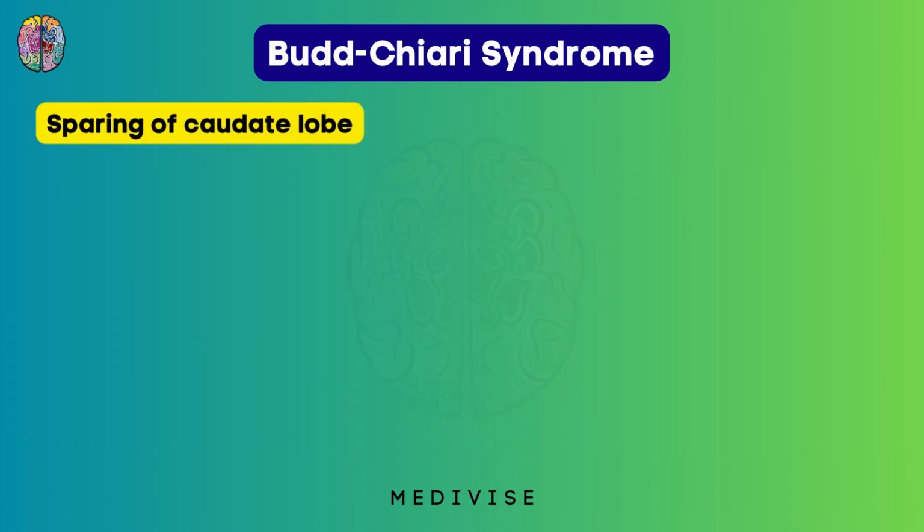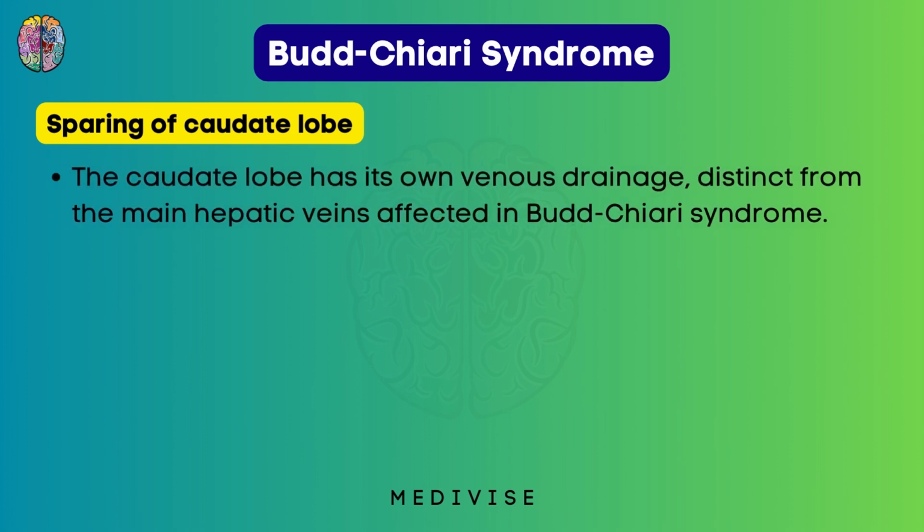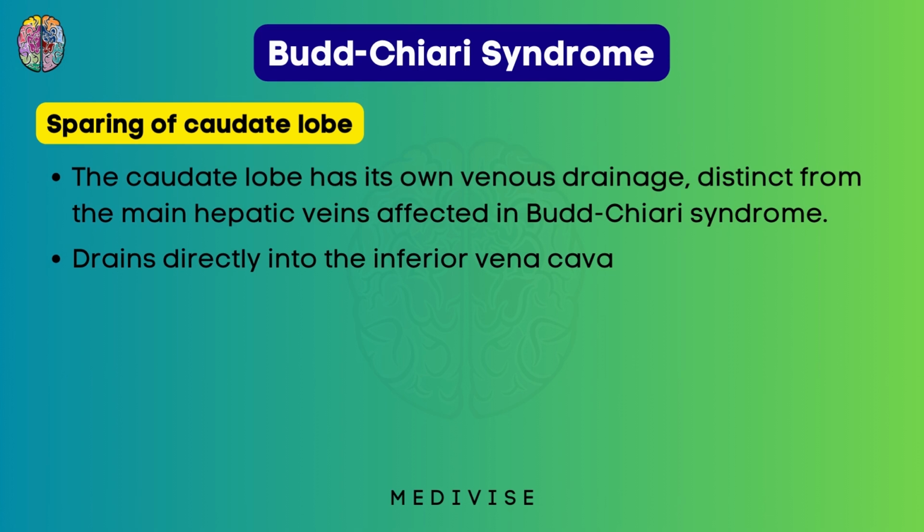Now, sparing of caudate lobe is seen here. What do I mean by this? So the liver has different lobes, right? There is a caudate lobe which has its own venous drainage. It drains directly into the inferior vena cava.